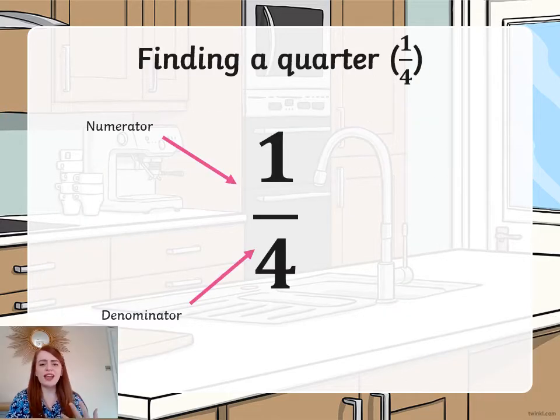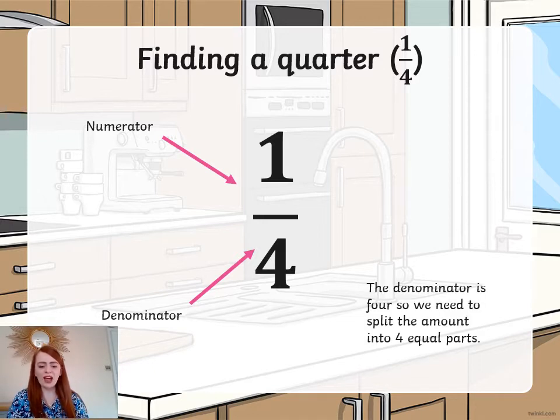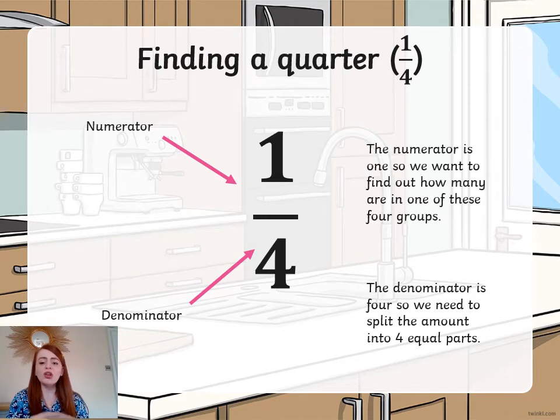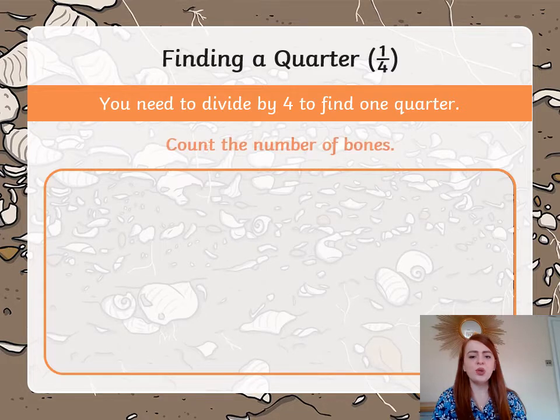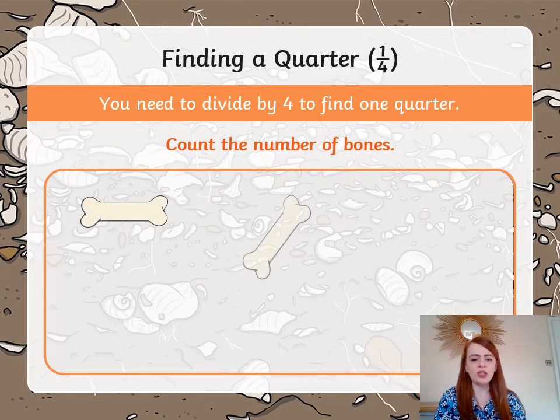So let's use then what we know about finding a half of an amount to really apply towards finding a quarter of an amount. So when we're finding a quarter of an amount, the denominator is now 4. So we need to split an amount into 4 equal parts. And the numerator is still 1, so we want to find out, well, how many are in one of these 4 groups? So let's then have a look at finding a quarter.